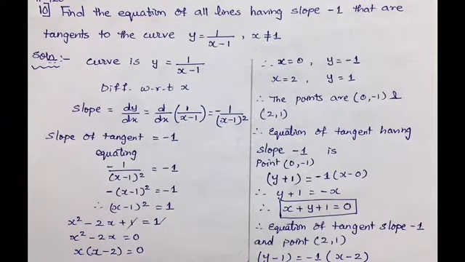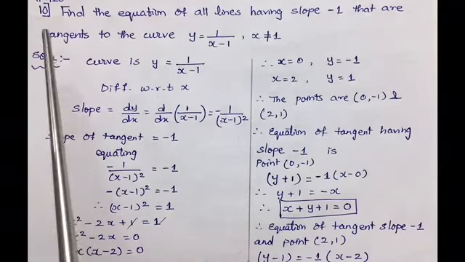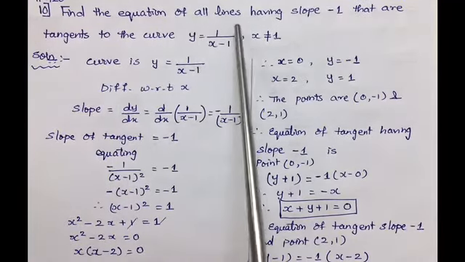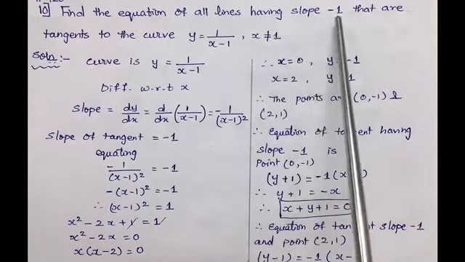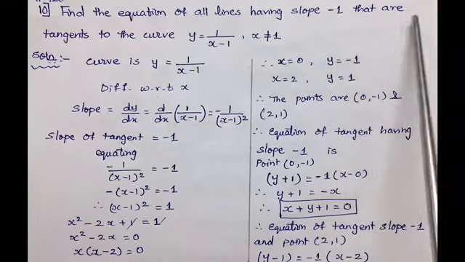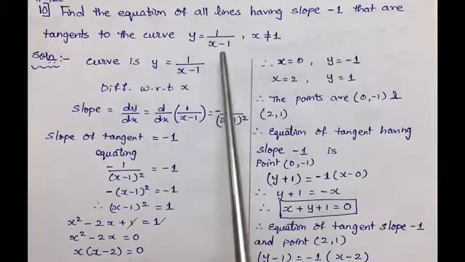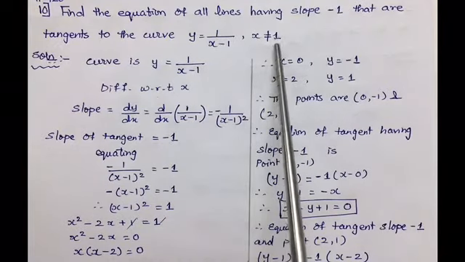Exercise 6.3, Application of derivatives, question number 10. Find the equation of all lines having slope -1 that are tangents to the curve y equal to 1 upon x minus 1, x is not equal to 1.